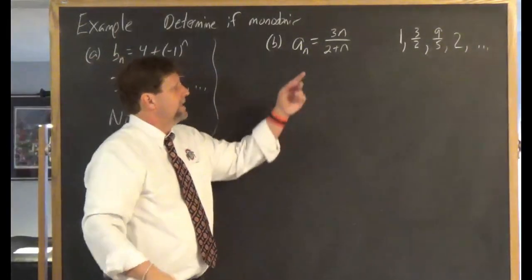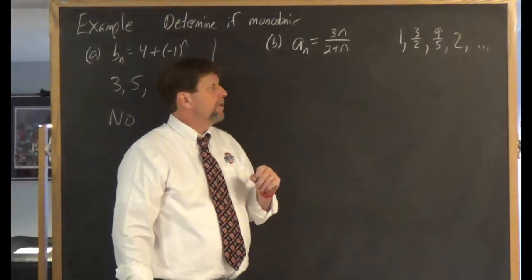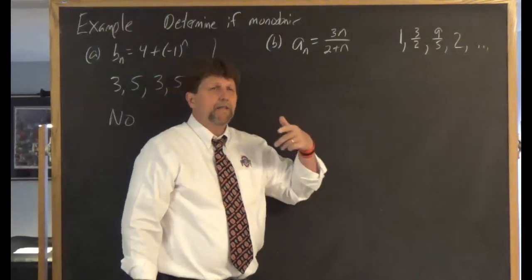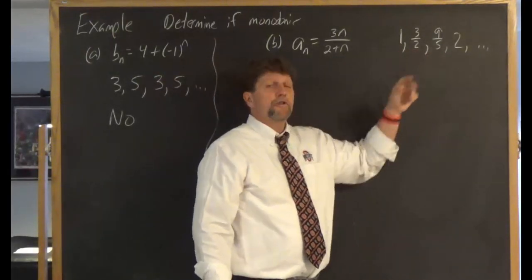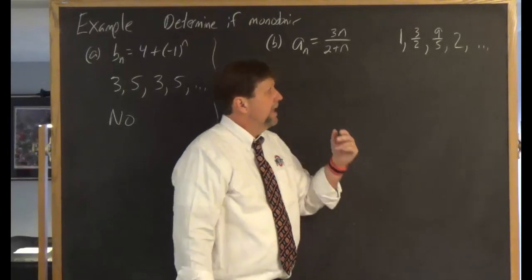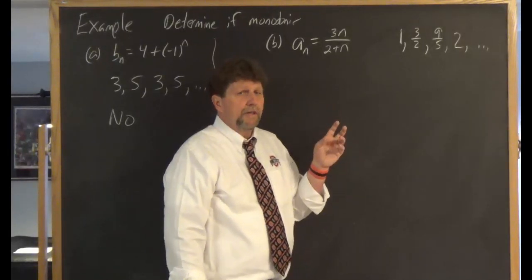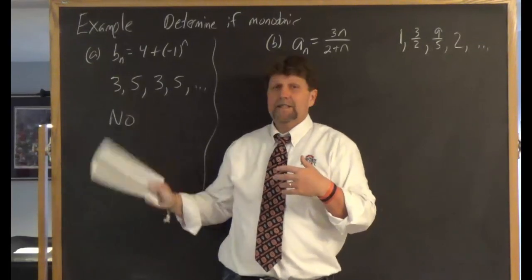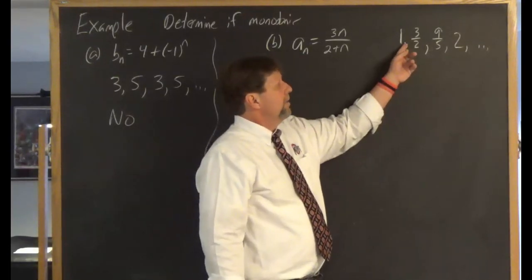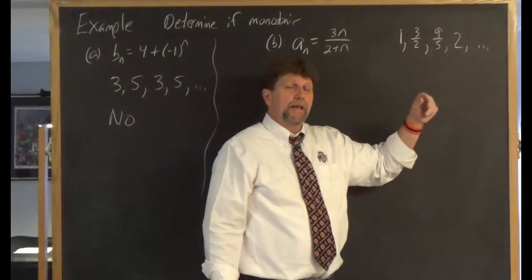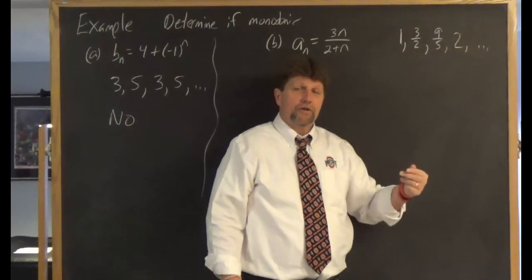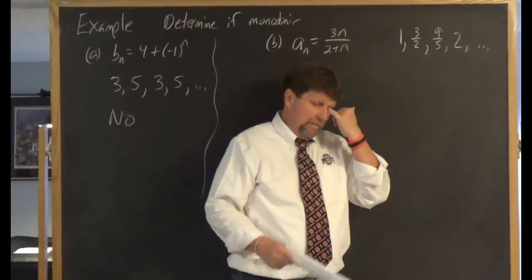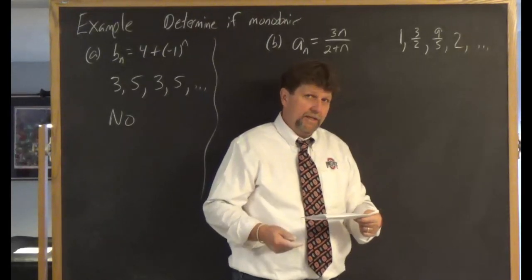Okay, for B, the sequence a sub n is 3n over 2 plus n. And I went ahead and took the liberty and wrote down the first 4 terms of the sequence. When I look at the first 4 terms, I'm tending to believe it is monotonic. It looks like the terms are getting a little larger, so it looks like it might be monotonic increasing.